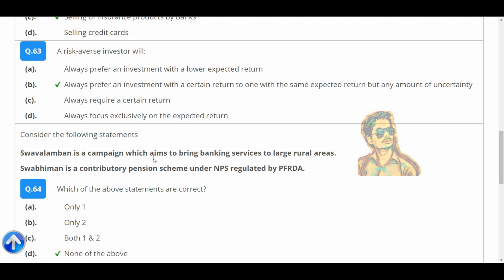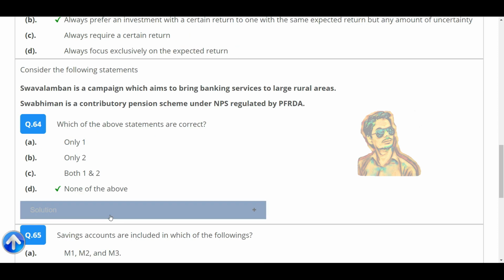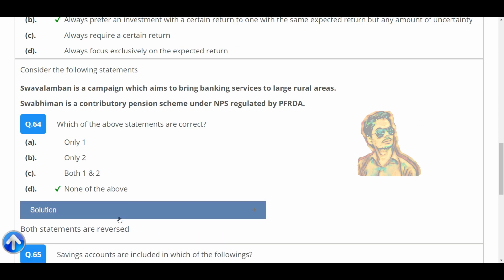Consider the following statements. Swavalamban is a campaign which aims to bring banking services to large rural areas. Swabhiman is a contributory pension scheme under NPS regulated by PFRDA. Which of the above statements are correct? None of the above. Both statements are wrong.